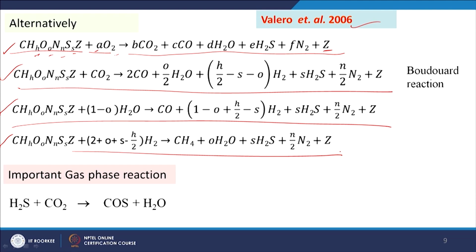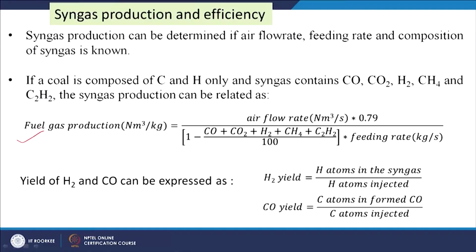If we use this scheme of reactions, we can predict the compositions completely: the H2S composition, the nitrogen composition, the CO, the CO2, etc. An important gas phase reaction which takes place here is H2S plus CO2 giving COS plus H2O. Now, we will discuss syngas production and efficiency. What is the syngas production? What will be the fuel gas production or syngas production?